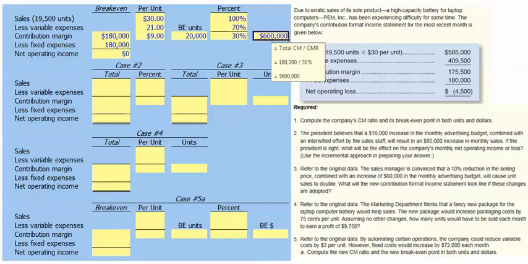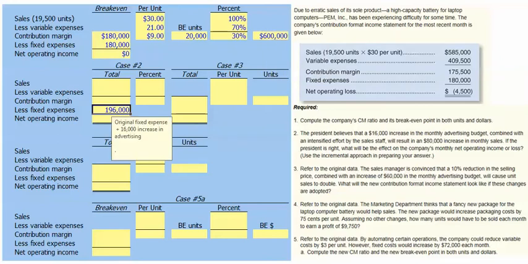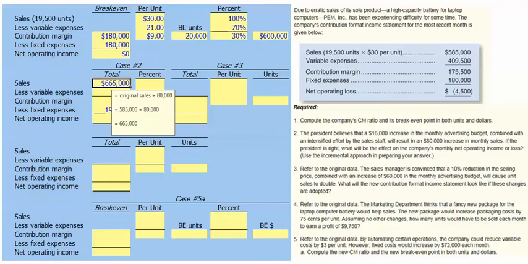Let's move on and look at requirement number 2. We're told that the company believes that a $16,000 increase in the monthly advertising budget, which will bring our fixed expenses up to $196,000, combined with an intensified effort by the sales staff, will result in an $80,000 increase in monthly sales. So sales will increase from $585,000 to $665,000. If the president's right, what will the effect be on the company's net operating income?